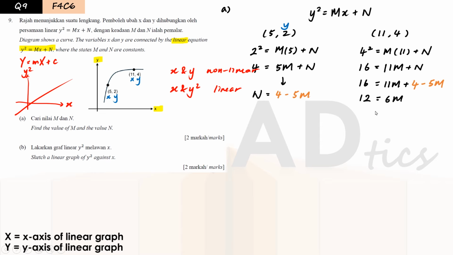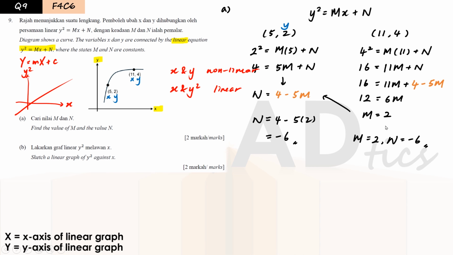And then the 6, I move it to the other side, so it means dividing by 12. So m would be 2. Once we have the value of m, I can substitute it back into this equation to find the value of n, which is negative 6. Okay, so let us write the summary of our answers here. So m equals 2 and n equals negative 6.